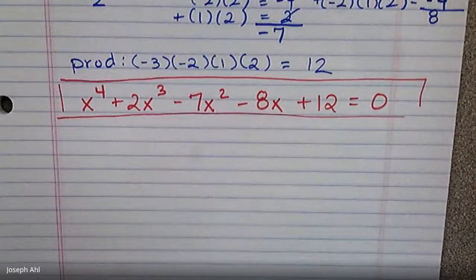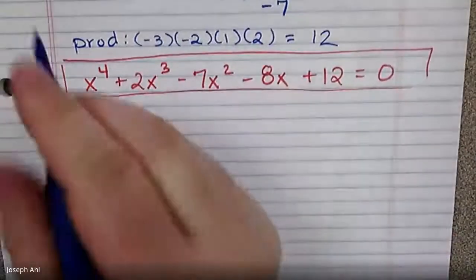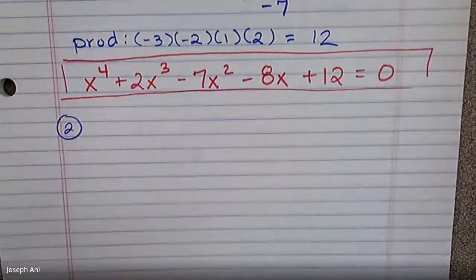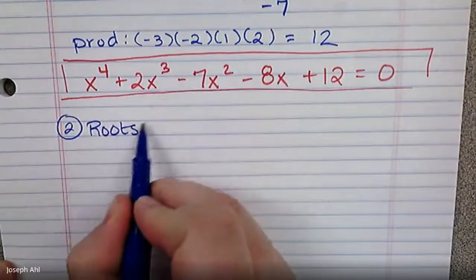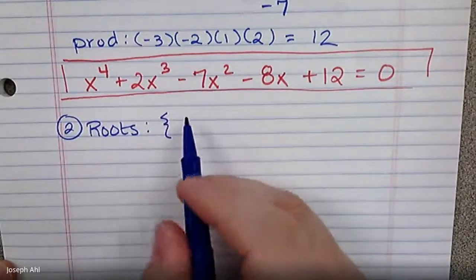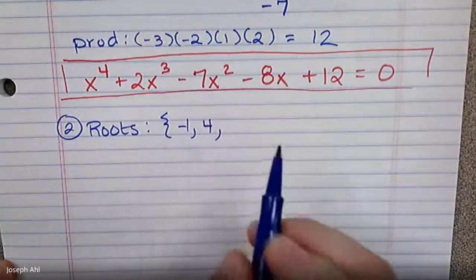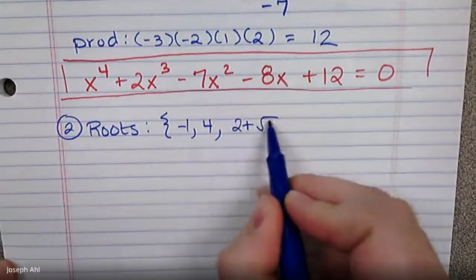Okay. Let's do one more for practice just to make sure we're kind of on the right track with our 4th degree polynomials. In the last example we'll take a look at, let's go with roots of -1, 4, and then 2 plus radical 3.